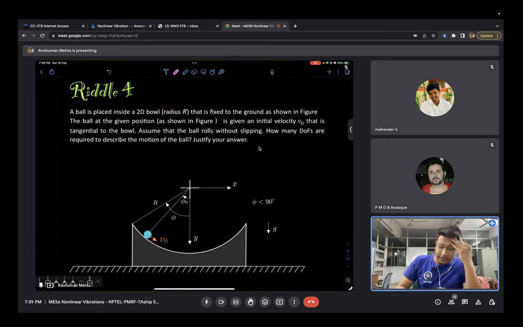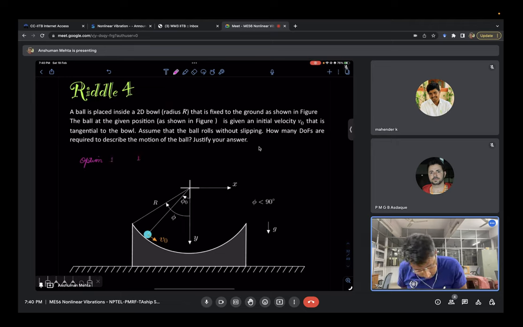Now a ball is placed inside a 2D ball. Okay, so this is the ball or bob, and it is in the 2D ball, and it is fixed to the ground as shown in this figure, and the ball at the given position is given an initial velocity v naught, and that is tangential to the ball. Assume that the ball rolls without slipping. How many degrees of freedom are required to describe the motion of the ball? Justify your answer.